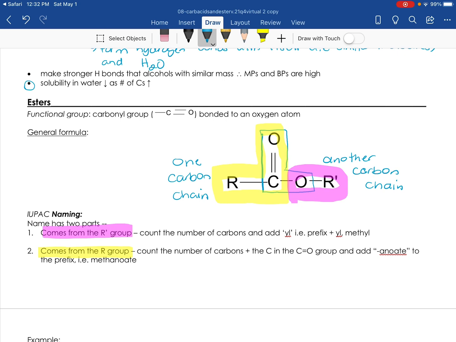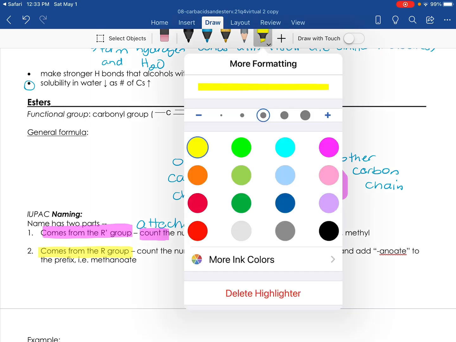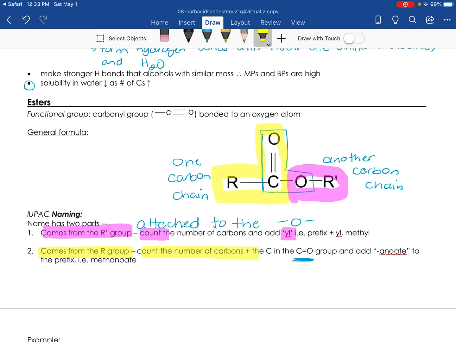Okay. So the first part comes from the R prime group, which is basically attached to the single O, and the yellow part, or the second part of the name, is attached with the C double bond O. Okay, so as always, count the number of carbons, and for the pink part of the name, you count the carbons and add YL, like methyl is given there. And then the second part of the name, you count the number of carbons, including the C double bond O, and the ending becomes NOATE.